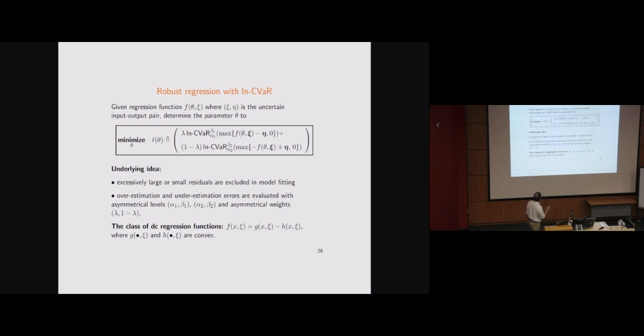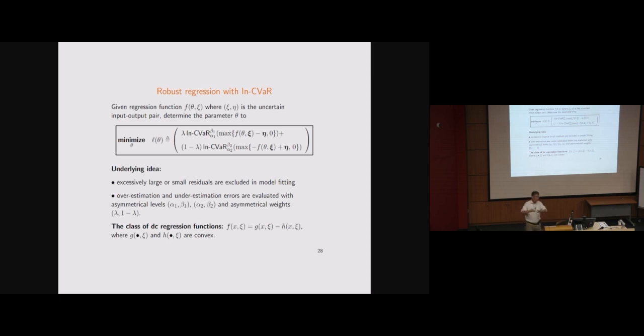When this is positive, then you actually have overestimation. When it's positive, then you have the output. So this is the overestimation error, and this part here is the underestimation error, and I'm separating the two. I'm assigning different weights to the underestimation and overestimation.